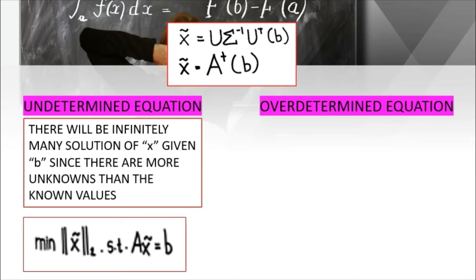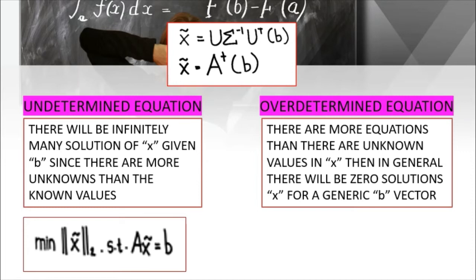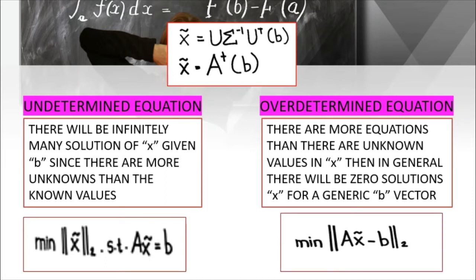In the overdetermined case, where we have no exact solutions, the A dagger, or the Moore-Penrose pseudo-inverse, gives us the least squares solution, which minimizes the error between A X tilde and B. So this two norm error, the minimum two norm of A X tilde minus B, is called the least squares solution. Even if we cannot find the X such that A times X equals B, the minimum two norm of A X tilde minus B will minimize the error.